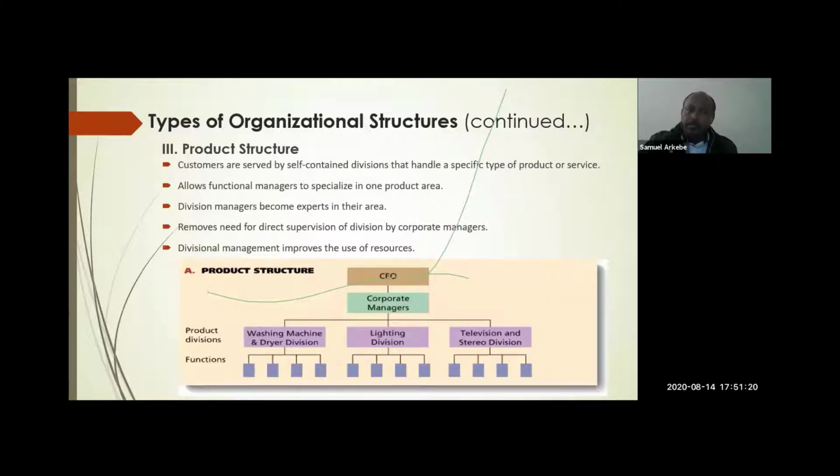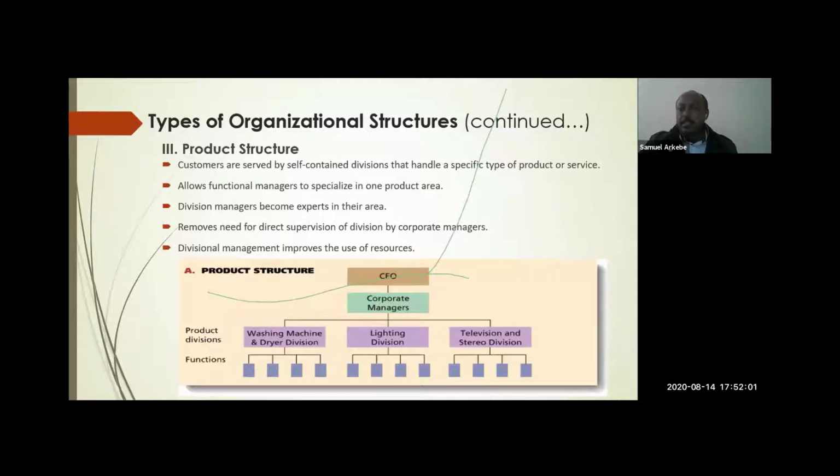And the third one is product structure. So this kind of setup focuses on a product. Assuming a company having different types of line items or products, the organizational structure could focus on the product structure. For instance, as we see in the picture, we can have the CEO, corporate managers, different managers. And then we could also have the product division types like washing machine and dryer division, which is some kind of line item. Then the lighting division, electrical kind of division, a different line item.